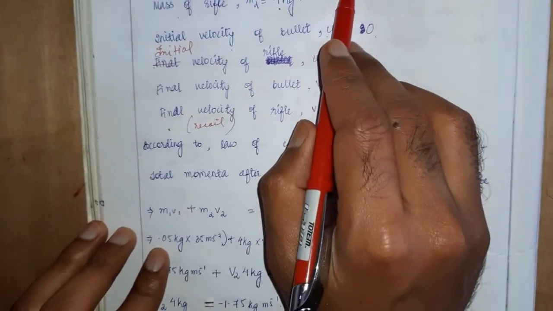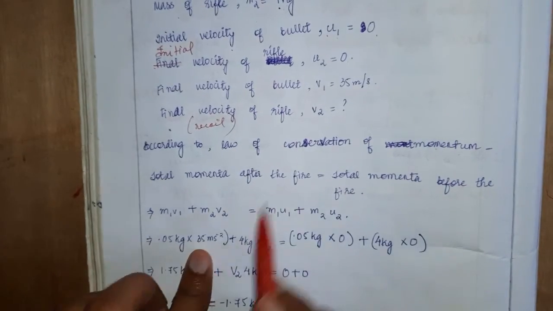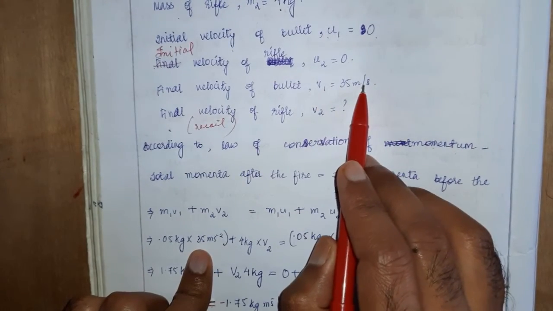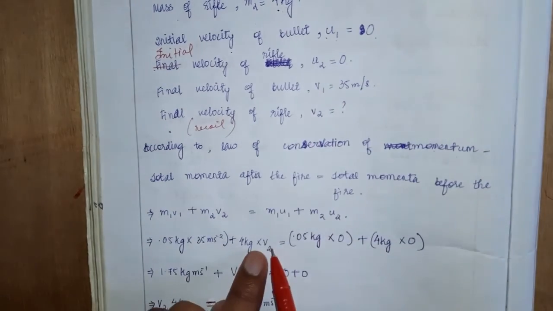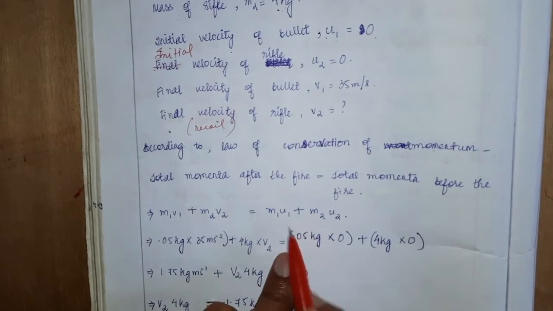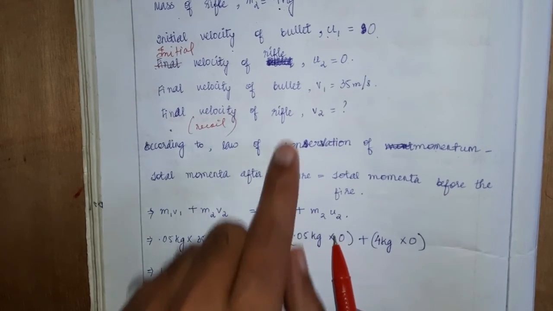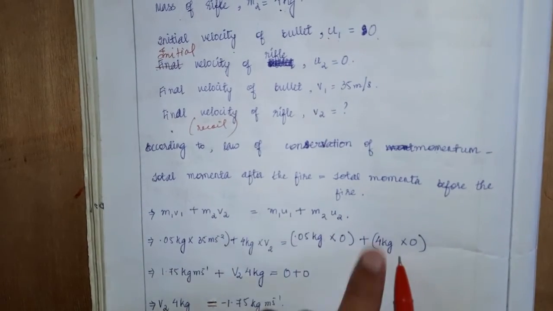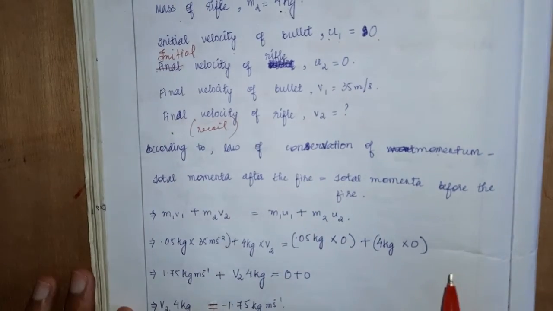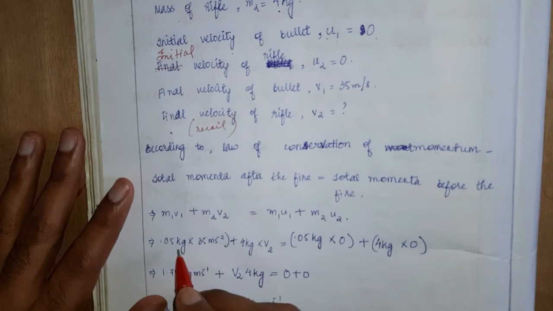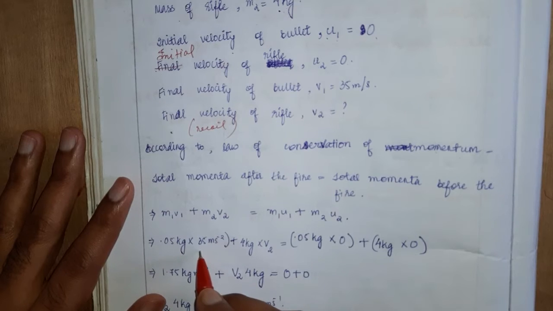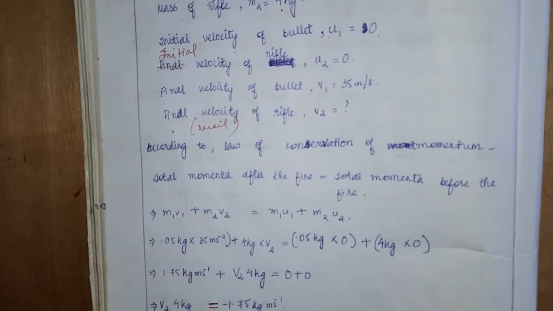m1 is 0.05, v1 is 35 meter per second, m2 is 4 kg, v2 we have to find out. u1 is 0, m2 is 4 kg, u2 is 0. Put them as they are. Here I have put these values with the units. If you find it difficult to calculate the terms with the units, you do not have to put any unit.